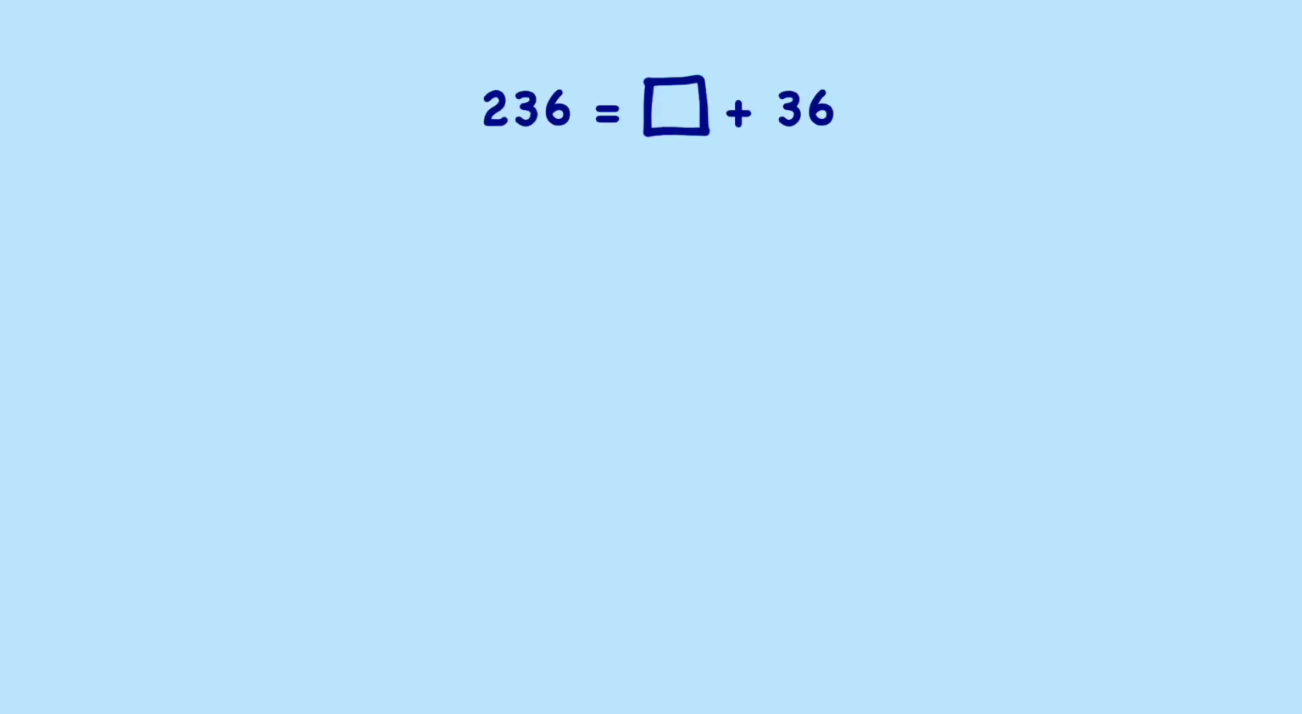So I've got hundreds, tens and units, and it's given me the number 36. That's 3 tens and 6 units. But what I want is 236. So I can see what's missing. It's something here, and I can see that it's the 200 that's missing. So I know that 236 is 200 plus 36.